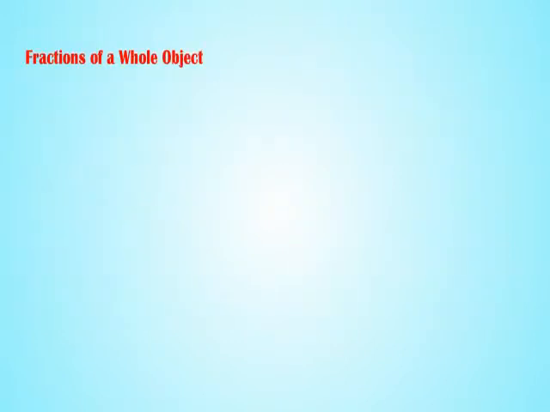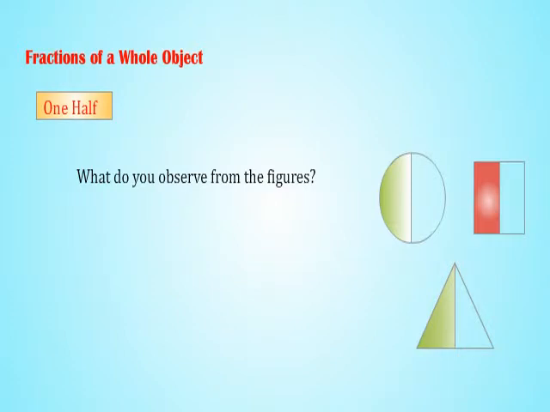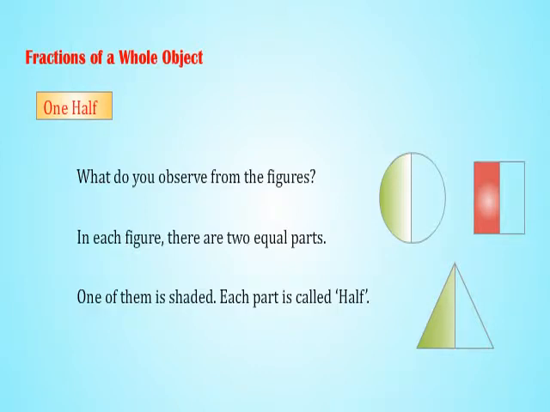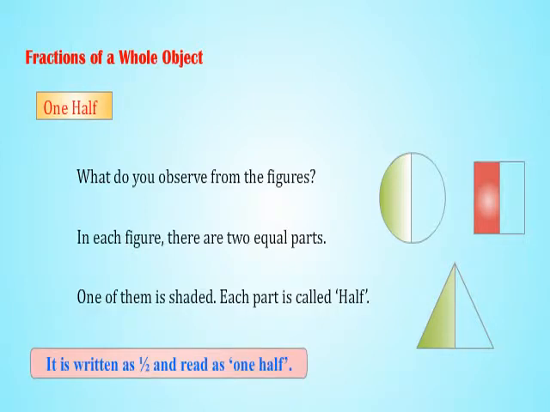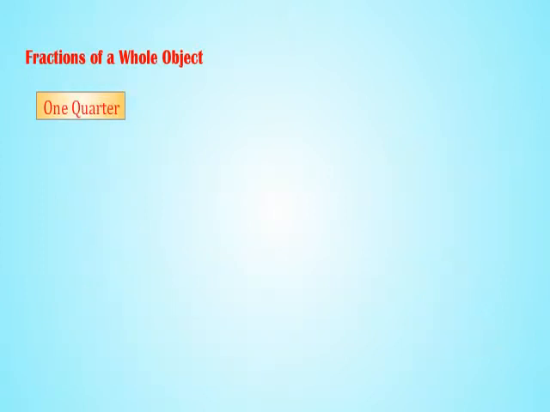Fractions of a whole object. 1/2. What do you observe from the figures? In each figure, there are two equal parts. One of them is shaded. Each part is called half. It is written as 1/2 and read as one half.